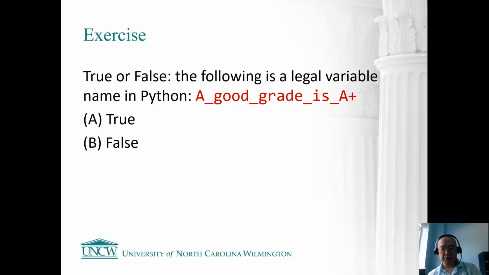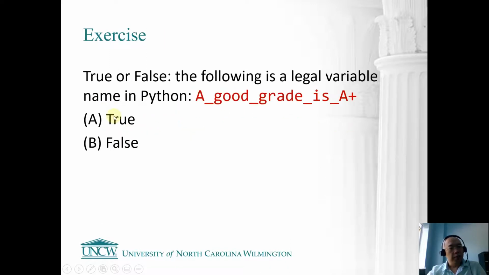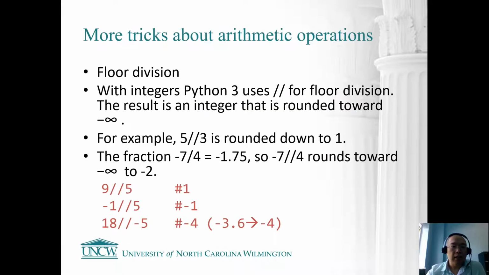The answer is false. Why? Because for the names, we can use numbers, letters, and underscores. But what do we have here? We have letters and underscores, so far so good, but we have a plus. What does a plus mean? A plus is an operator, right? So we are including an operator as part of the variable name, and that is invalid.